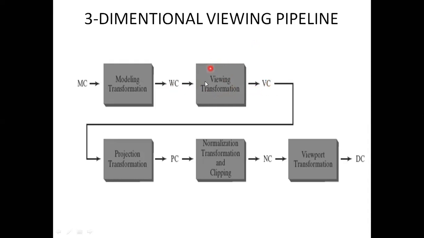What does this viewing transformation mean? What happens in it? Now all the people have been brought into a single scene, the world coordinates. So what does the photographer do? Using his tripod, he will move to some distance and keep the camera on the tripod, and he tries to move the camera up, down, sideways, everything, so that the image is very clear.